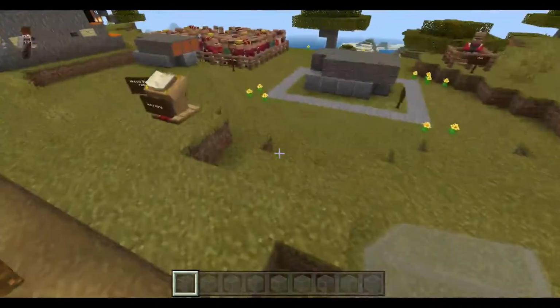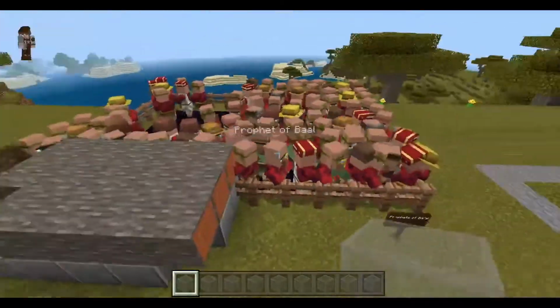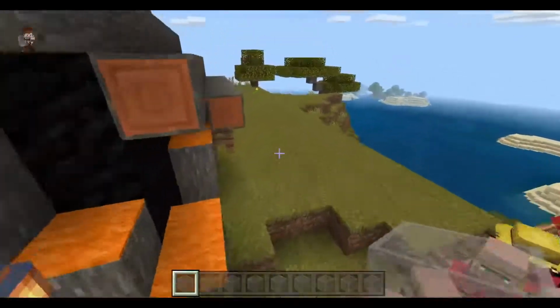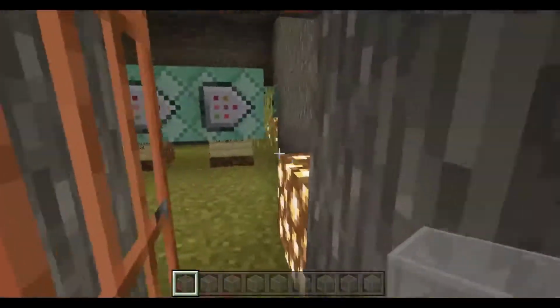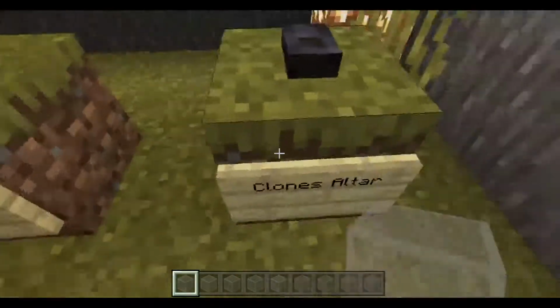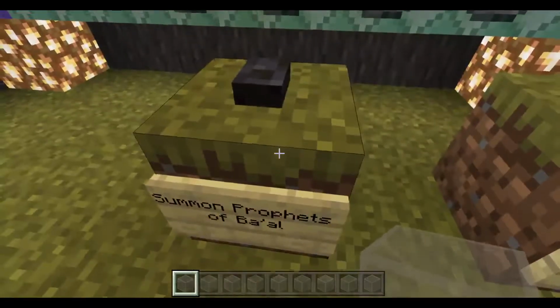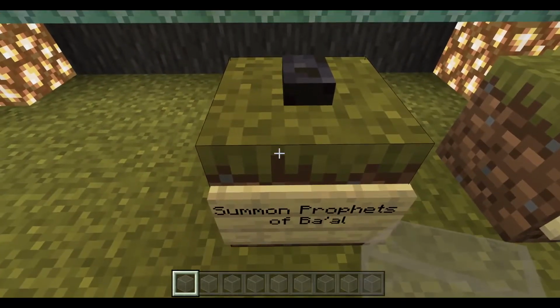On the way up here, this was the second area, and we had some control areas in here just to kind of reset things. So back in this little room, we have the main command block areas, but we had a quick reset for the altar, which copied one altar to the other. And we could also summon a bunch of prophets of Baal.